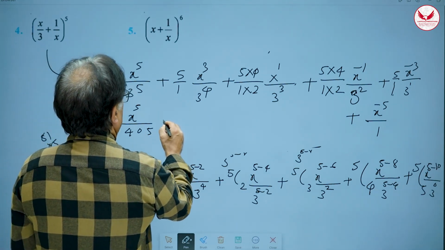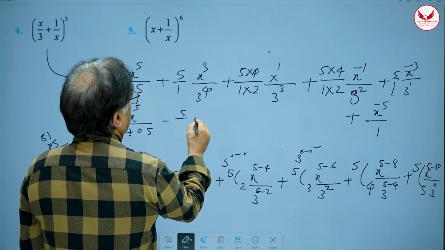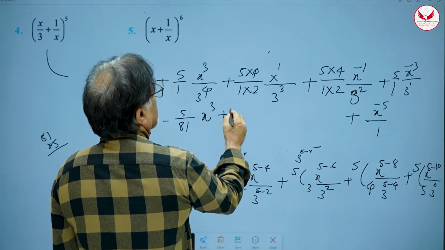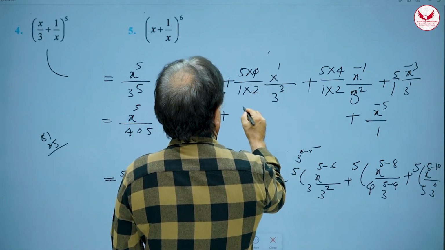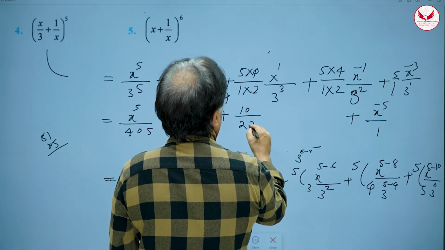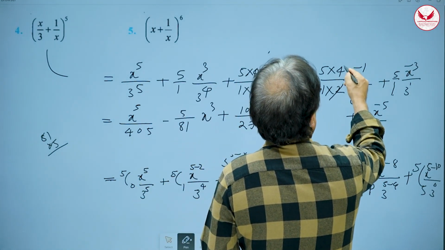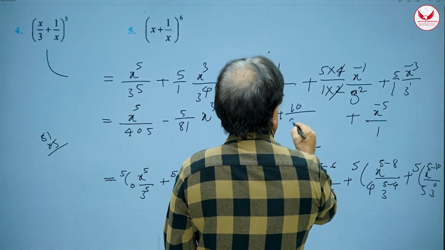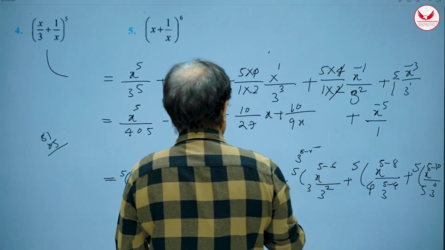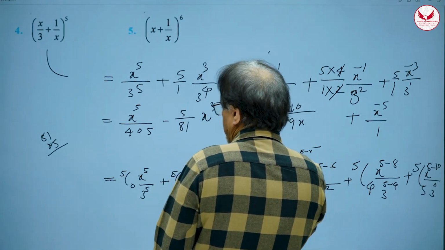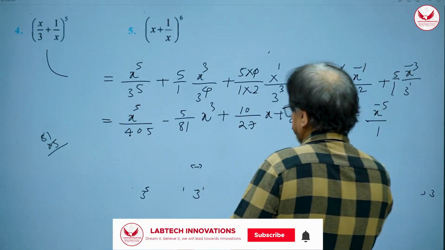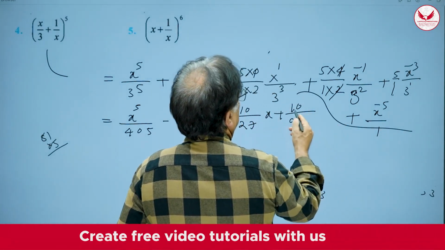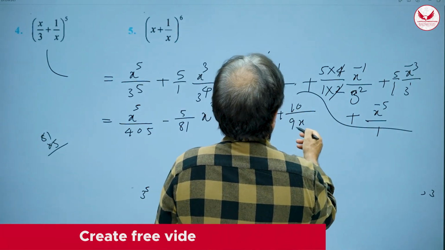Correct. Now minus, this will be what? 5 upon 3 raised to 4, which is 81, right? Multiplied by x cube. Here we get 4, but that is 10. So 10 divided by 27 into x. Here again 10. So plus 10 divided by 3 square, which is 9, and that x will come down, okay, like that. And next term is going to be, okay, so remember this is a previous calculation. So I'll have to come down here. So this will be 9x, right?